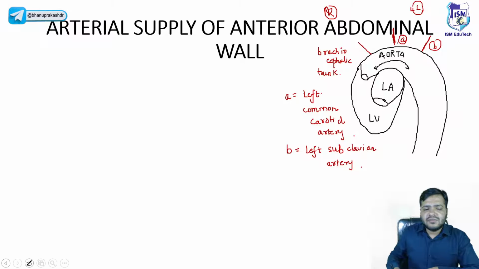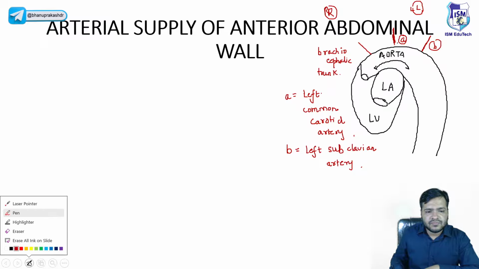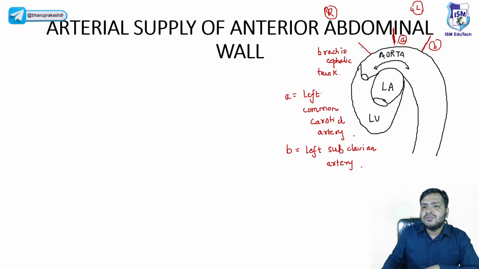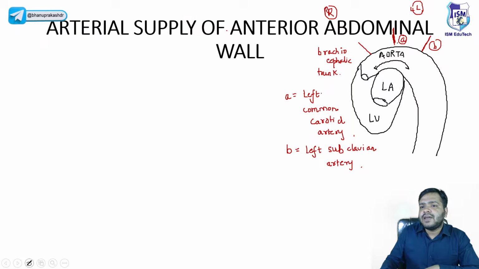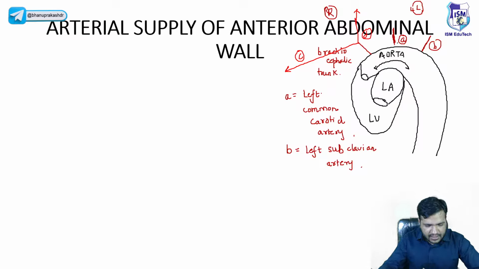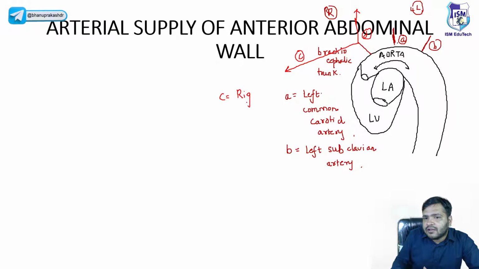Now the brachiocephalic trunk will again divide into 2 branches. Let me mark them as C and D. So what will C be? Look, the left common carotid artery was A, so C will be the right common carotid artery.